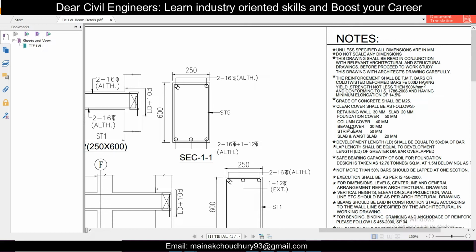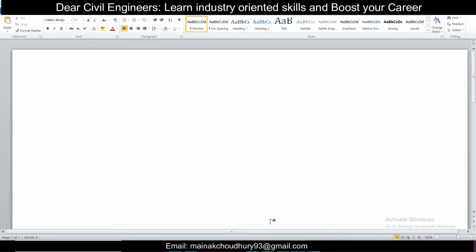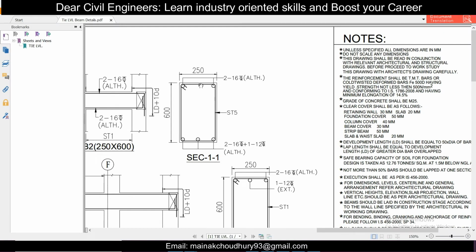As you can see in the notes, it's written the beam cover is 30 mm. So 30 mm is the cover. First of all, to get the length of this particular section, it will be 250 minus 60. So I'll just write here, it will be equal to 250 minus 60. So this will be one length. 60 means 30 cover from the left side, 30 cover from the right side.